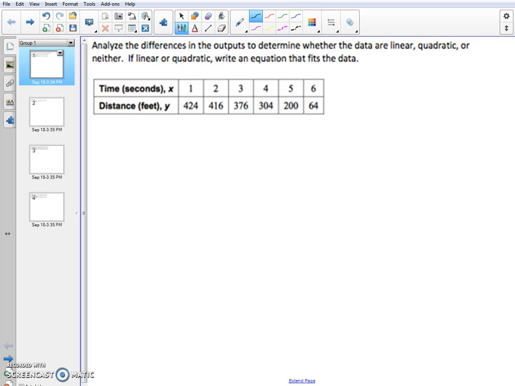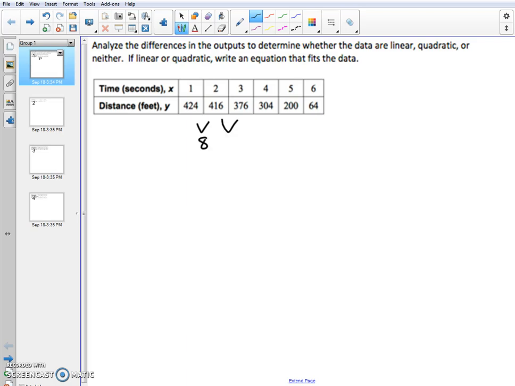So to figure out which it is here, we're going to analyze the differences in the outputs to determine whether the data are linear, quadratic, or neither. If it's linear or quadratic, we're going to write an equation. So when they say analyze the differences in outputs, we're going to look at the y values. So I want to know the difference between 424 and 416. So when I subtract those two, I get 8.